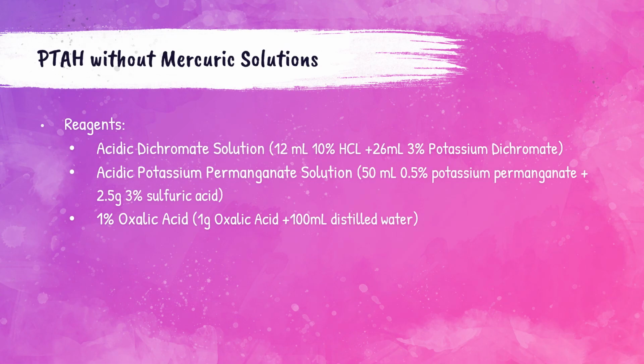The PTAH stain without mercuric solution does the same as the Mallory PTAH technique and has the same requirements. It just doesn't use a mercuric solution. So the reagents required for this stain are acidic dichromate solution, acidic potassium permanganate solution, and 1% oxalic acid.